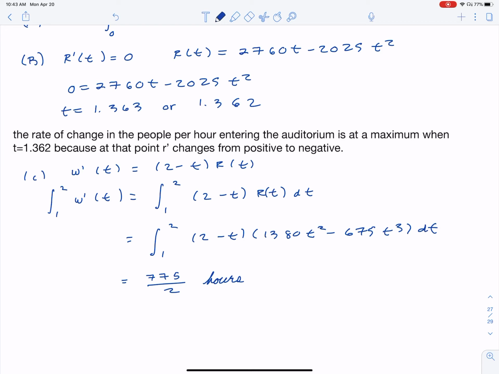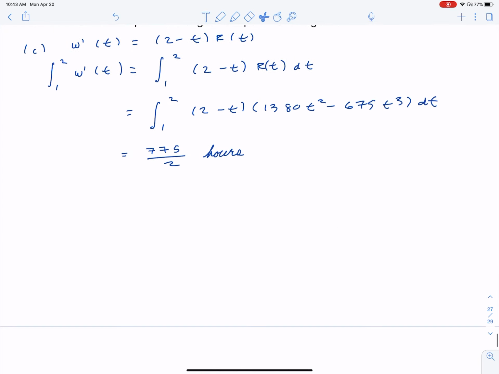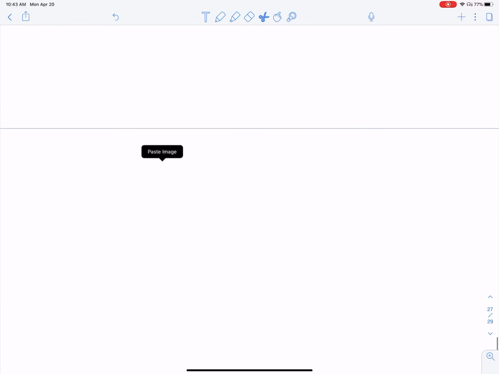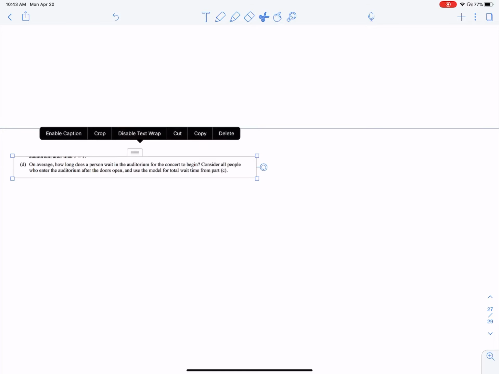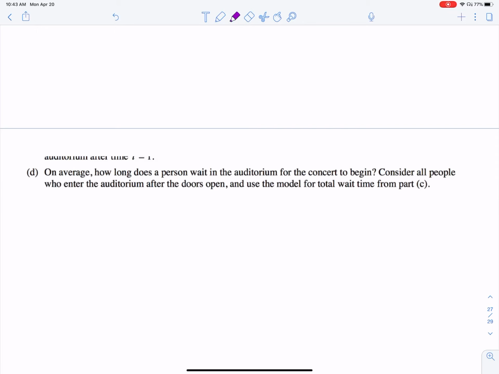So let's move on to number 3, letter D. On average, how long does a person wait in the auditorium for the concert to begin? Consider all the people who enter the auditorium and use the model for the total wait time in part C.